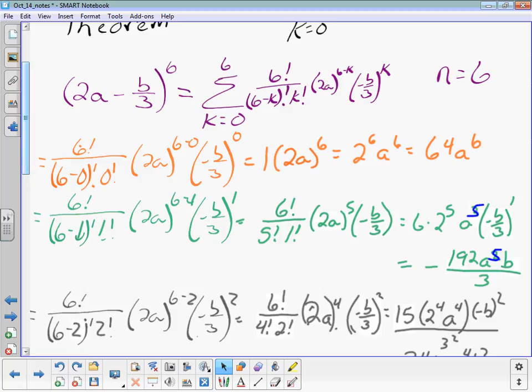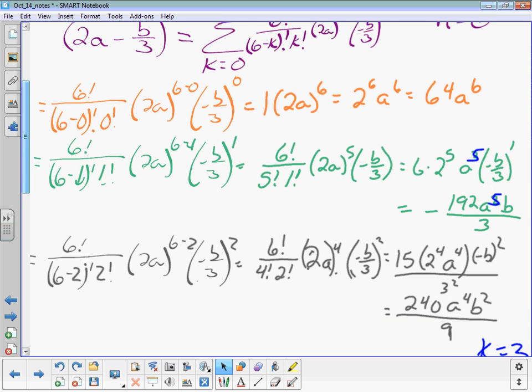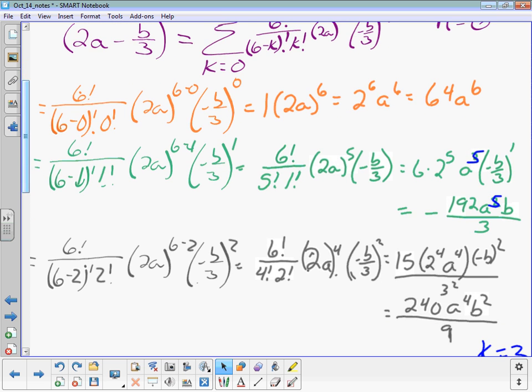So I've got to take 2 to the 4th power, multiply that by the 15, and I've got the negative b to the 2nd power. That means it's a positive because of 2 exponents there. And if I clean that up, I've got the 240, which is what 15 times 2 to the 4th is, and the 3 squared is a 9. So when my k was a 2, I got 240 a to the 4th, b to the 2nd over 9.